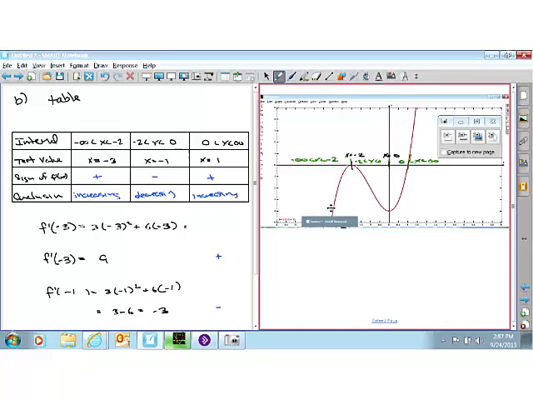So we go increasing, decreasing, increasing. Where it goes from increasing to decreasing, we have a local maximum, and where we go from decreasing to increasing, right here, we have a local minimum. So that's it.